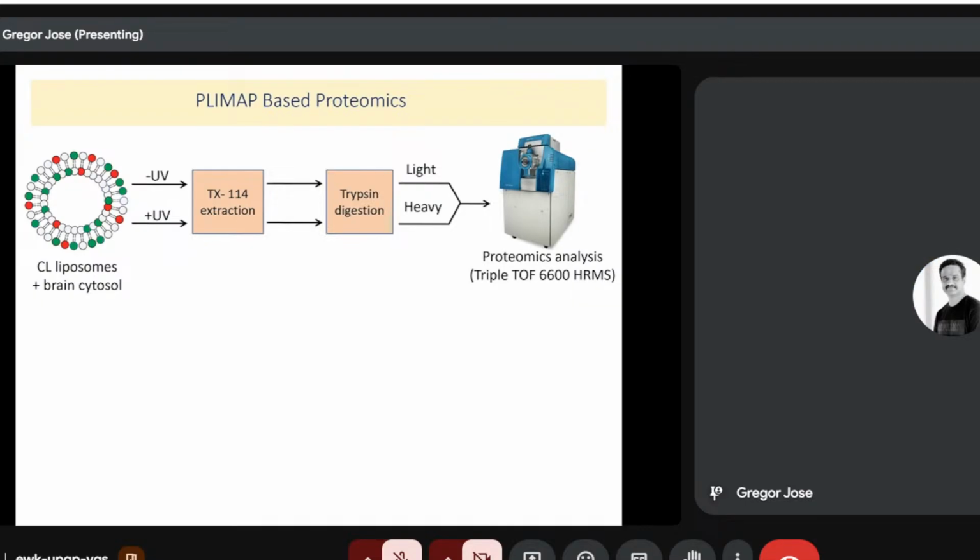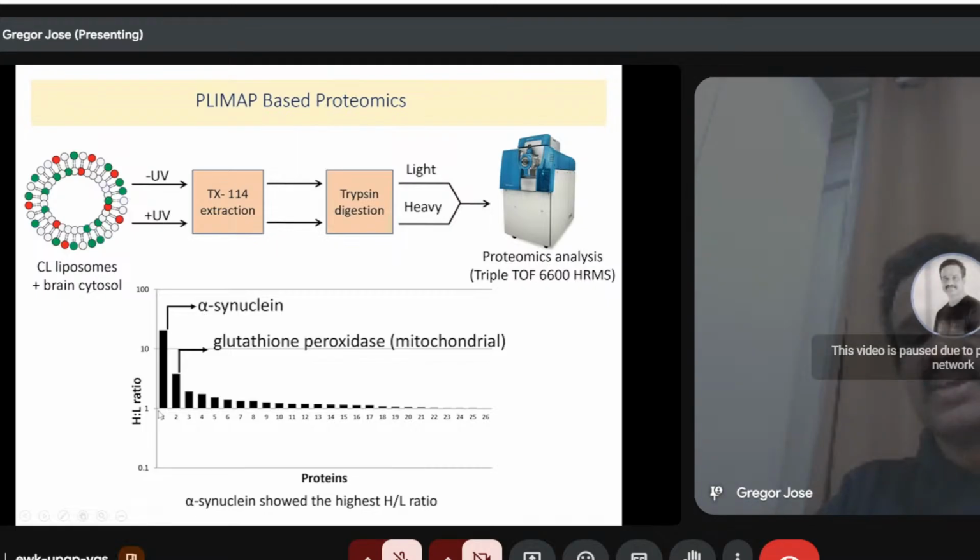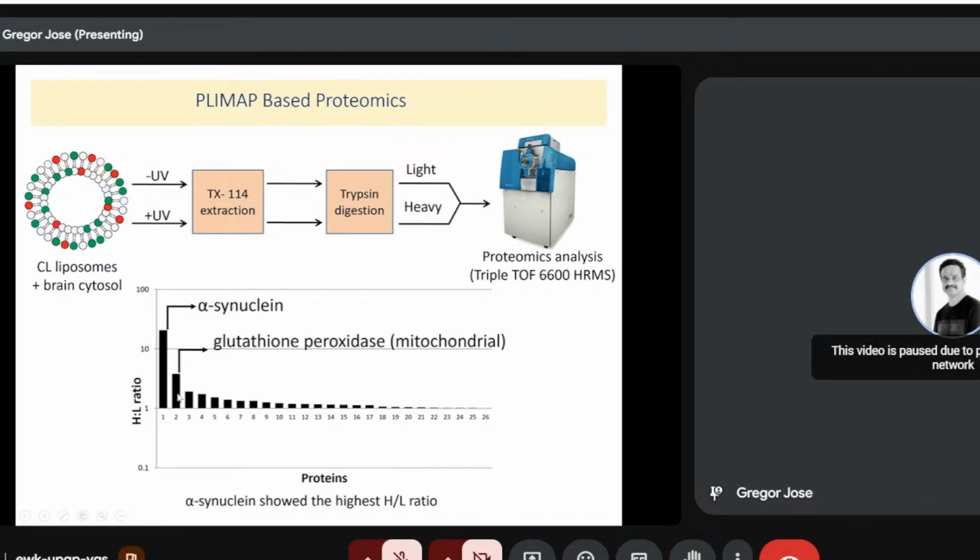So you see the protocol is like you have liposomes with the cardiolipin and a cross-linkable lipid. You shine UV, and what we found? We found that alpha-synuclein is the most enriched protein in this experiment. The brain has a lot of proteins, but in our case, the most bound protein to cardiolipin was alpha-synuclein.